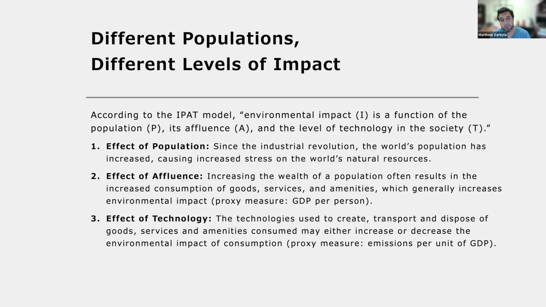Two, the effect of affluence. So increasing the wealth and affluence of a population often results in the increased consumption of goods, services, and amenities. As we experience higher quality of life, we're also consuming more resources. This generally increases environmental impact. A proxy measure that's used for the effect of affluence is usually GDP, or gross domestic product, per person.